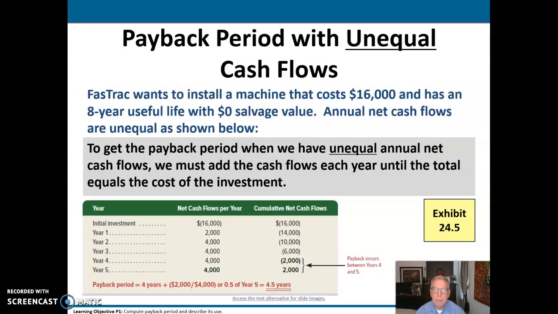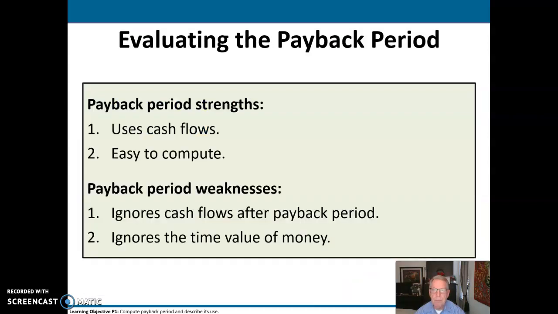Okay. Now, if we have unequal cash flows, then we need to do a cumulative cash flow column, which they show here. We wait until that cumulative cash flow goes positive, and then we take this cash flow of $2,000 as a percentage of the year 5 cash flow of $4,000. That's half a year, and so this will pay back in 4.5 years.